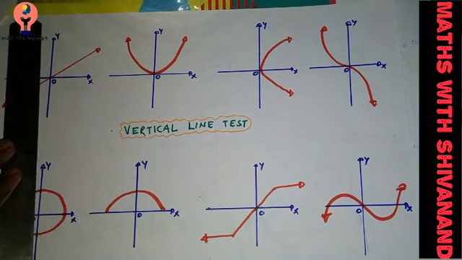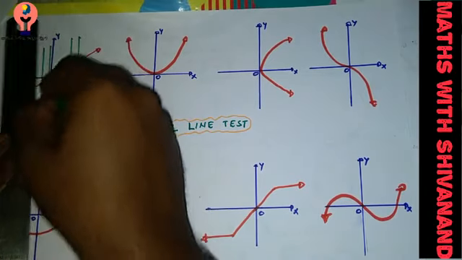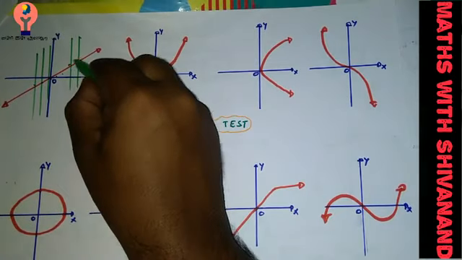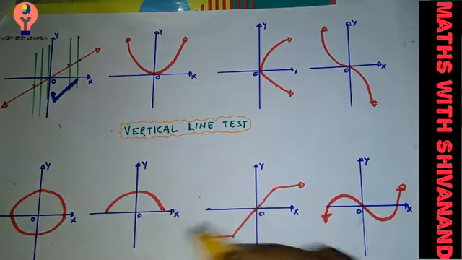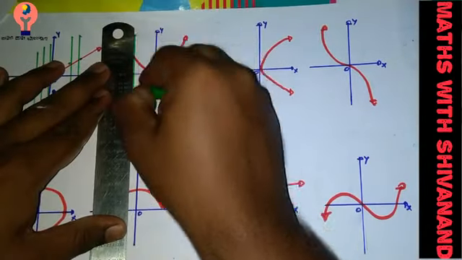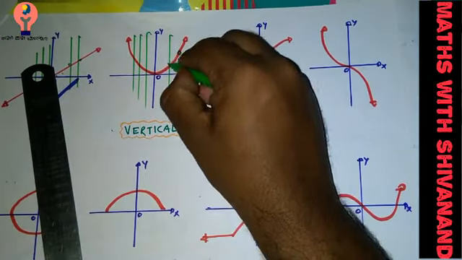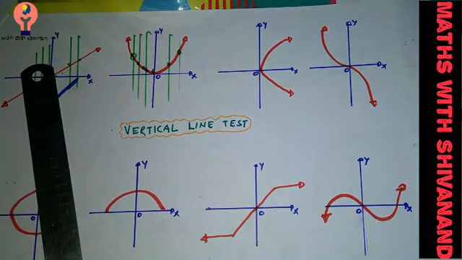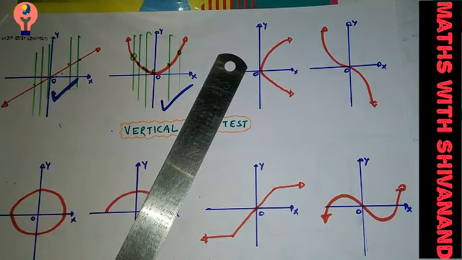See the first graph. If I draw any vertical line here, it cuts at only how many points? Exactly 1 point. Because of that, this is definitely a function. Now go to the second one. If I draw a vertical line for this one, it cuts at only 1 point. Your vertical line cuts the graph at exactly 1 point, hence this is a function. Now see question number 3.